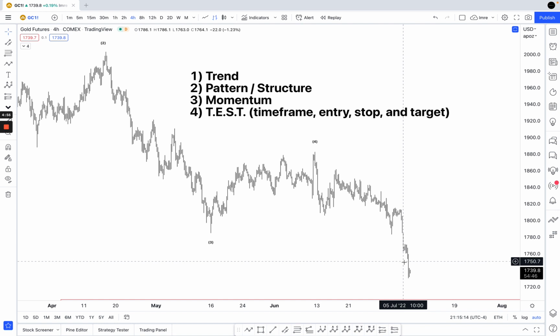Let's go through the 4 items on the pre-flight checklist. Number 1, what is the trend? Well, if I'm tracking a 4th wave, the trend is to the downside. Pretty clear, because I'm expecting a 5th wave. So this 4th wave is ultimately a counter trend correction.